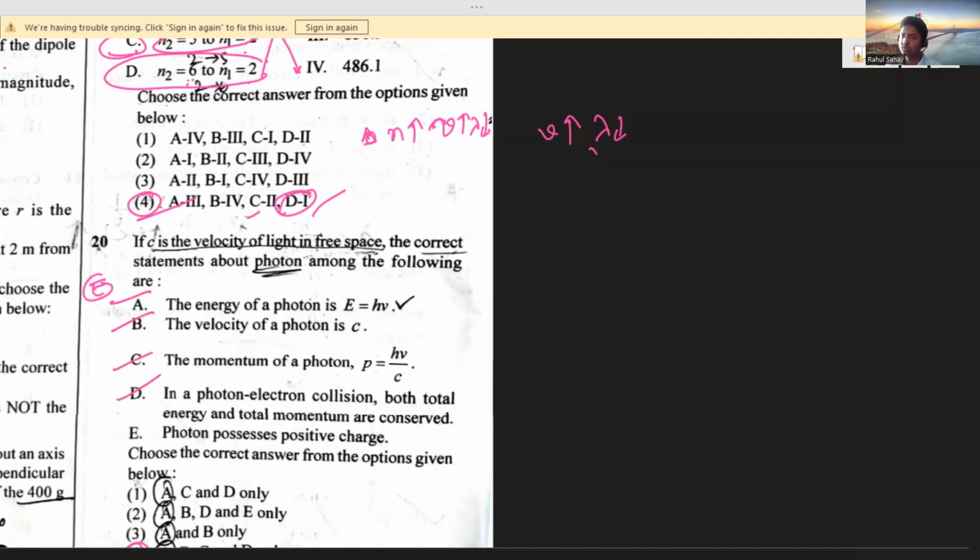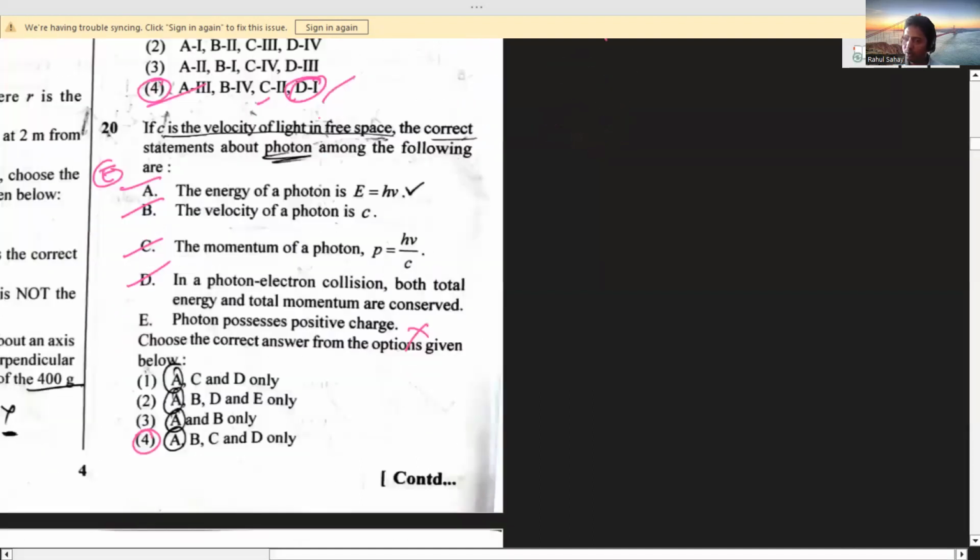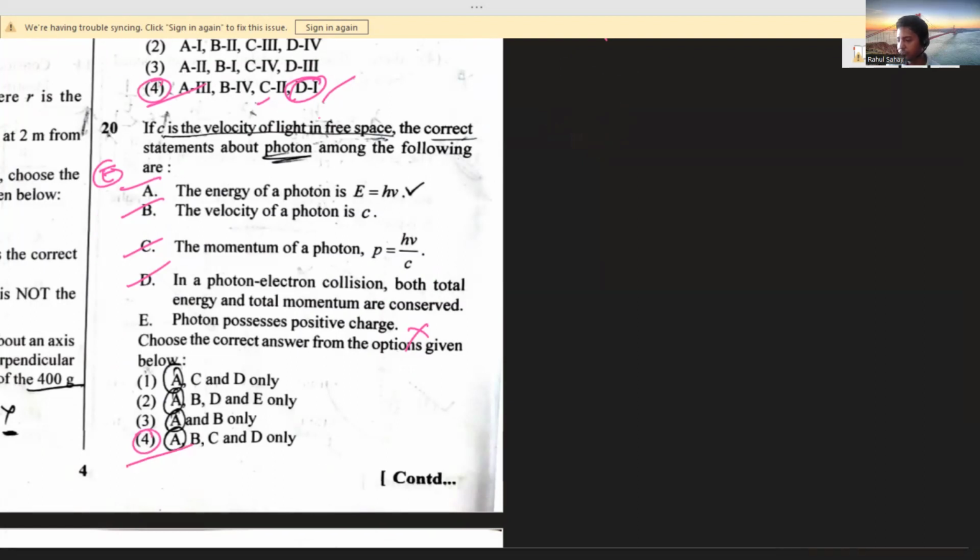Photon possesses positive charge. No, photon is neutral in charge. This is wrong. So you need complete understanding of the properties of photon. Then you can write. The paper is easy, but you have to check the statements one by one. So A, B, C, D are correct, E is wrong. So option 4.